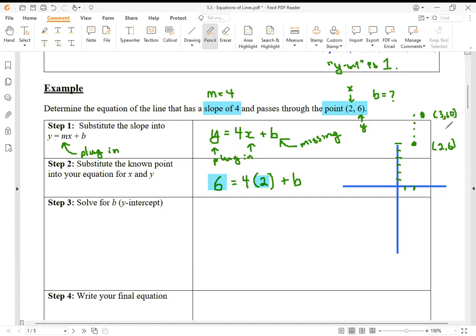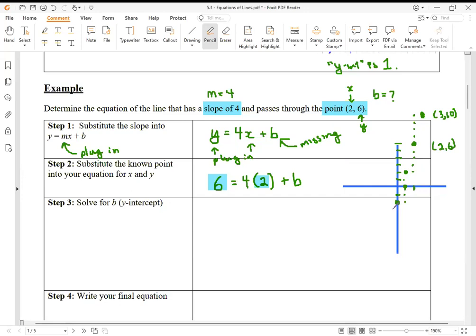But if I go up by 4 and right by 1, I could go down by 4 and left by 1 as well. Slope is 4, so it's 4 over 1. Rise, run. Remember from 5.1 and 5.2, I hope? So if I can go up by 4 and right by 1, I could go down by 4 and left by 1. And so I'm going to do that. 1, 2, 3, 4, 1.